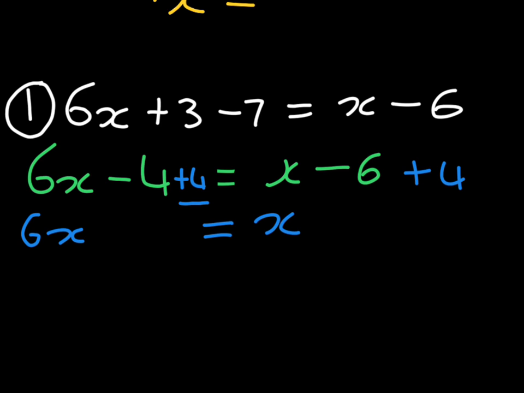So we say minus 6 plus 4, and that'll give us negative 2. So our first step is now complete. We have successfully moved all of our constants from the left-hand side to the right-hand side. Next, we need to move all of our variable terms from the right-hand side to the left-hand side.